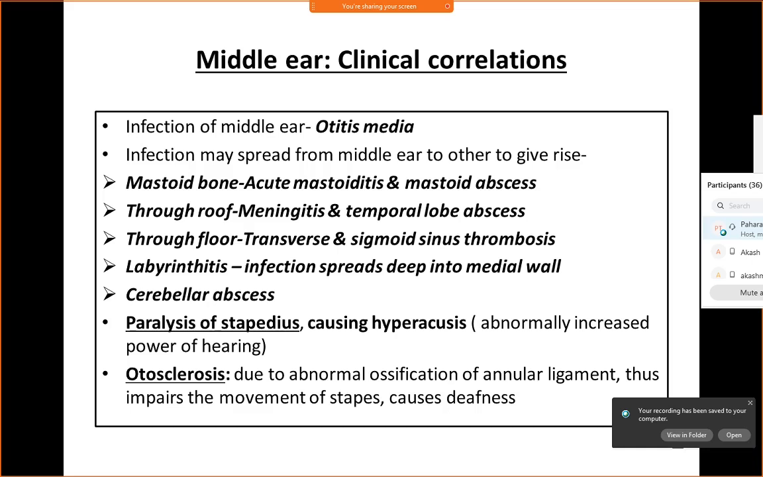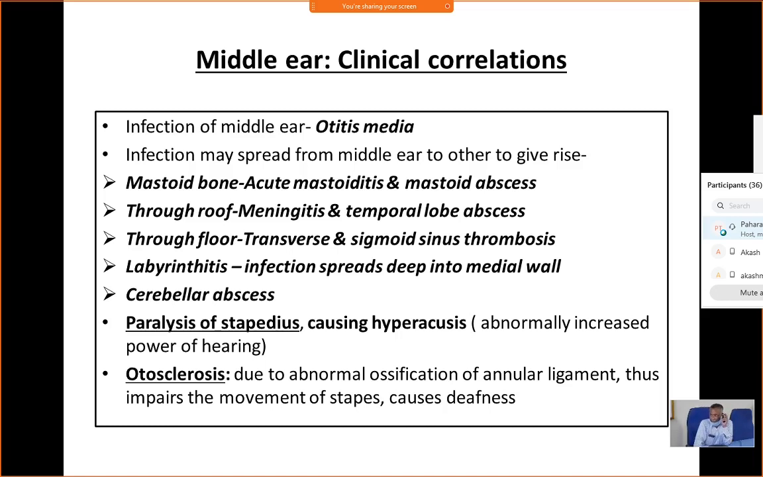Through the roof, because the roof is separating your middle cranial fossa. So in the cranial fossa, it is covered by meninges, the covering of the brain. So if this infection spreads superiorly, then it may cause meningitis and even temporal lobe abscess. Then through the floor, it may go to transverse and sigmoid sinus thrombosis. So by means of infection going through the floor, they may ultimately form transverse and sigmoid sinus thrombosis, which is one of the more dangerous diseases.